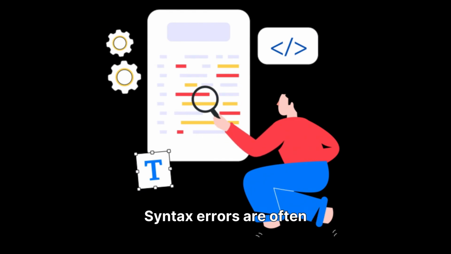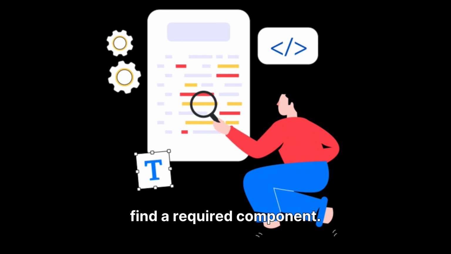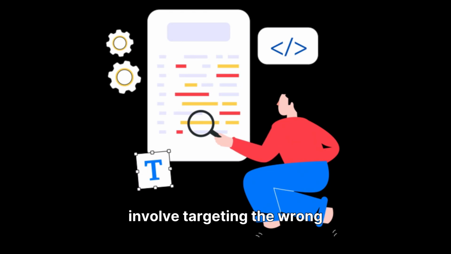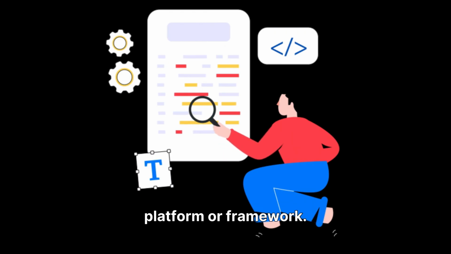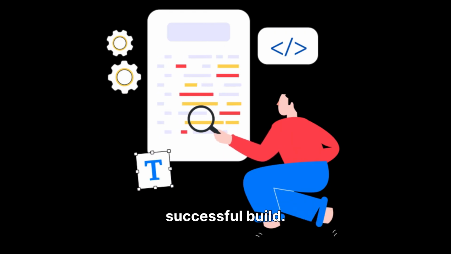Syntax errors are often typos or incorrect code structures, while missing references mean your project can't find a required component. Incorrect project configurations might involve targeting the wrong platform or framework. Addressing these issues systematically will lead to a successful build.